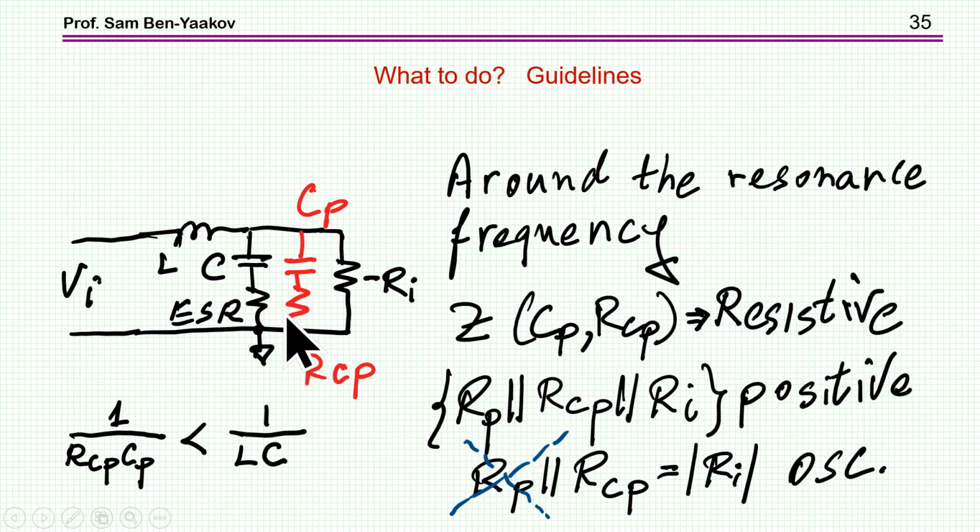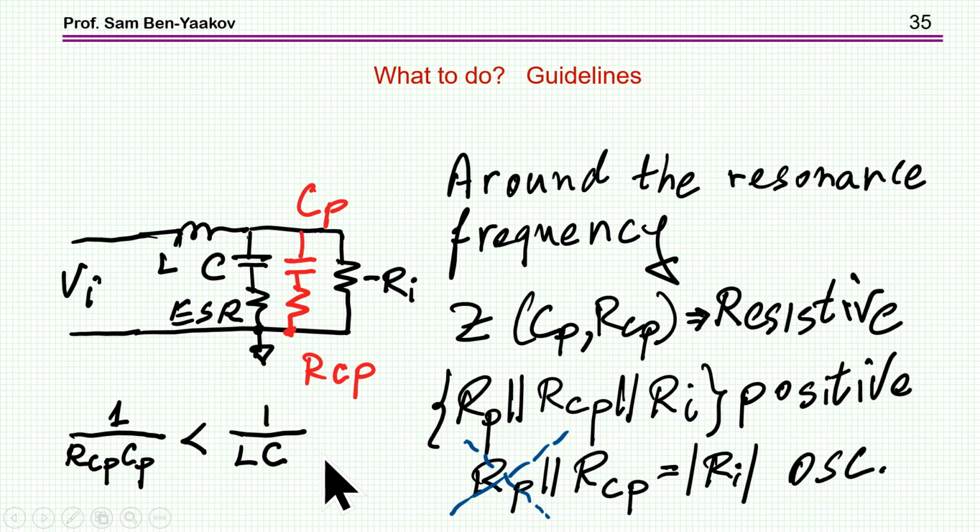And then I want the parallel combination of Rp, this capacitor, this added resistor, and Ri to be positive, so the system will be stable. Now, Rp, the reflected resistance, will usually be much larger than this one, because I want high power and Rp is for low power. So therefore, I can ignore it. So this is the requirement.